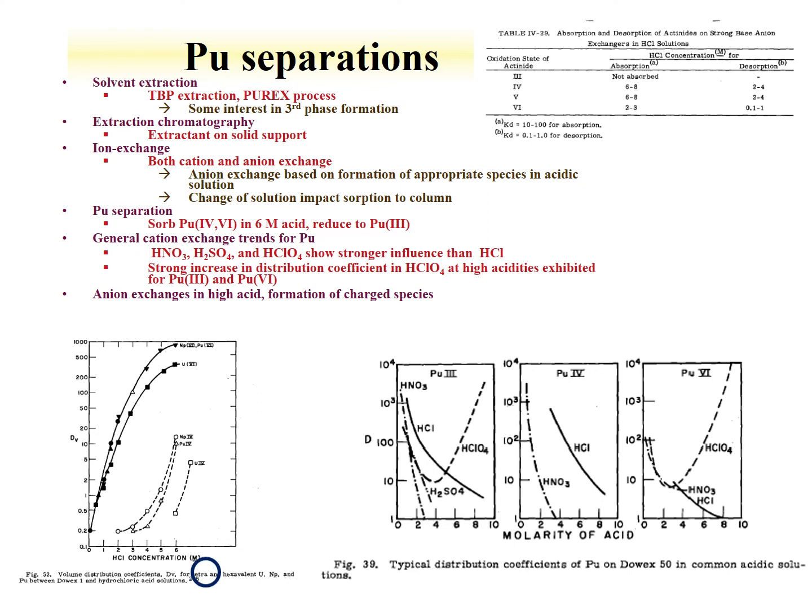Another example is shown here where we have some of the different plutonium oxidation states. The plutonium-6 has very high sorption on this Dowex resin, so this would be an anion exchange resin, whereas the 4 also has relatively good sorption properties, but less than the 6. In general, for cation exchange trends for plutonium, the nitrates, sulfuric and perchloric acid show stronger influence than the HCl. And there's an increase in distribution coefficients in perchloric at high acidities exhibited for plutonium-3 and plutonium-4.